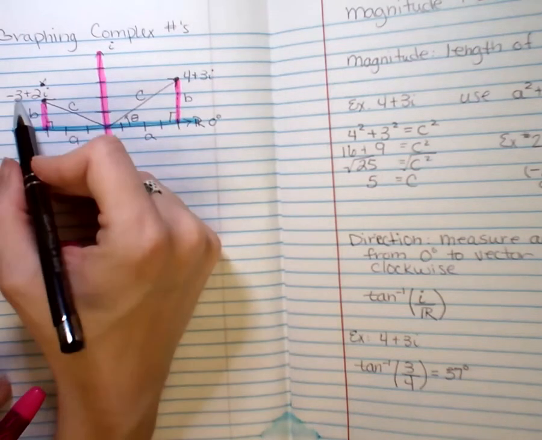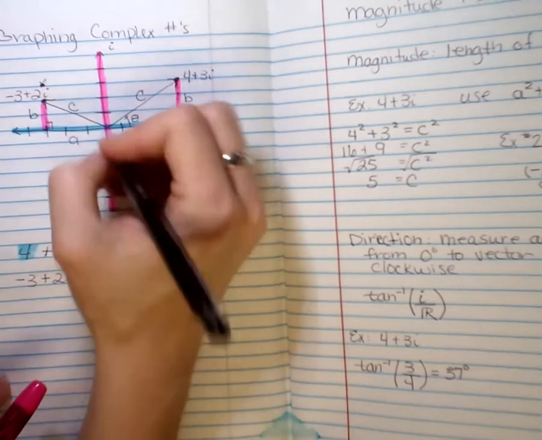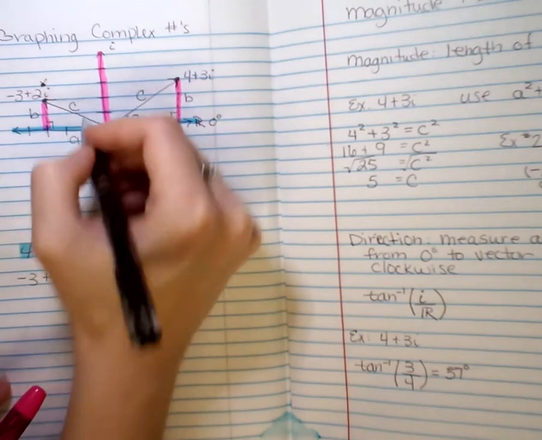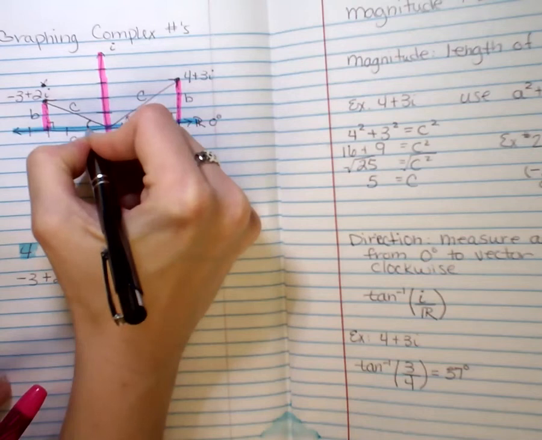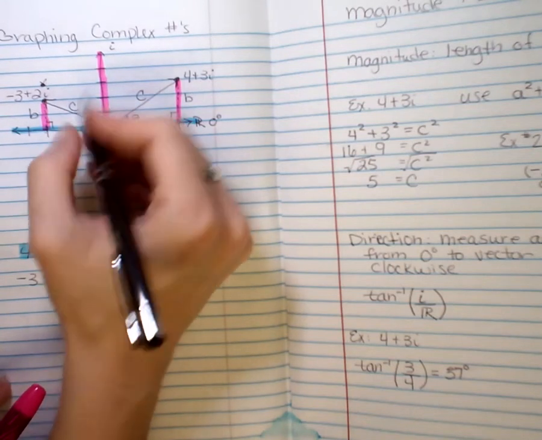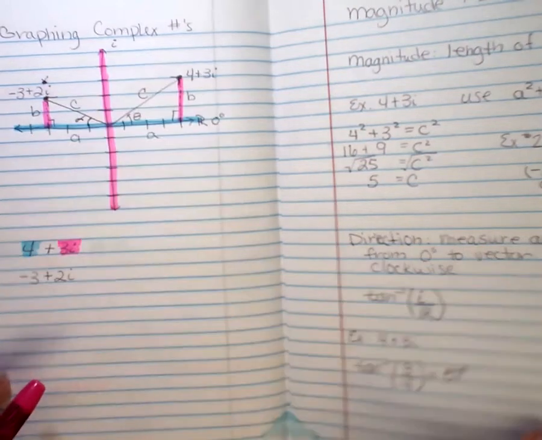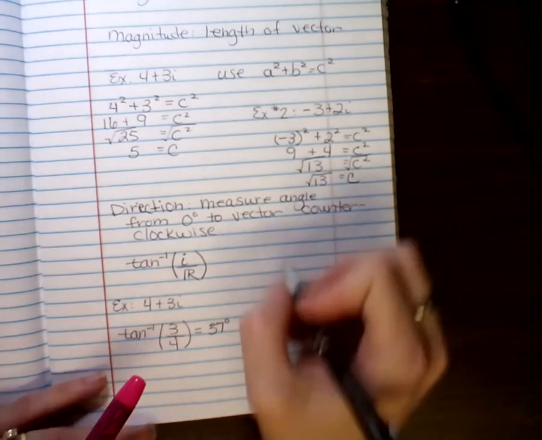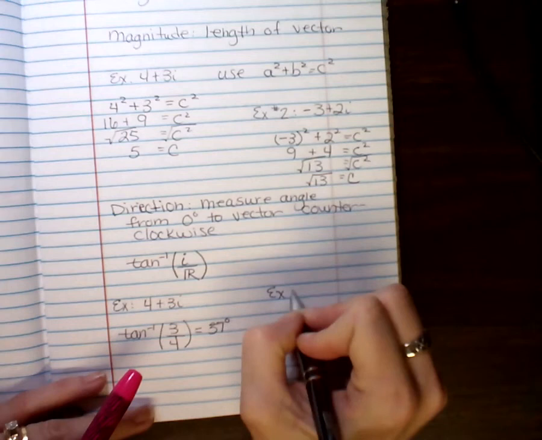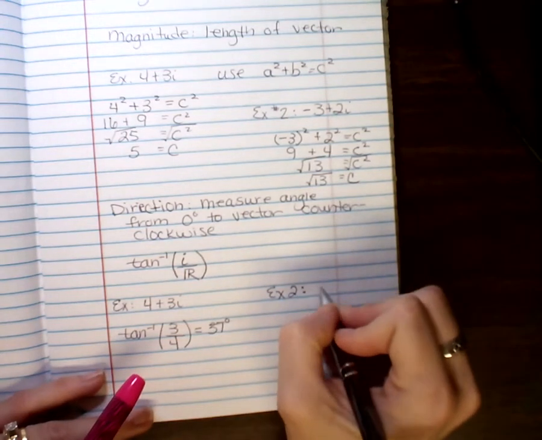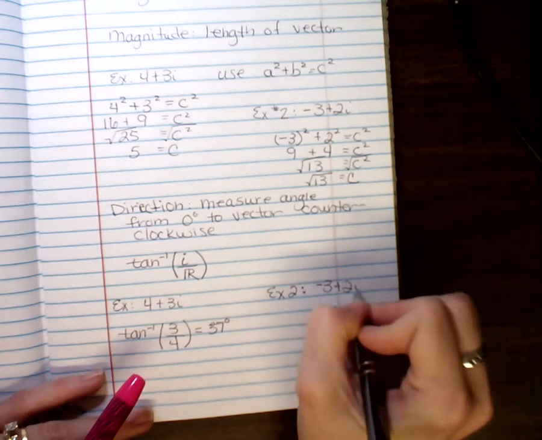But let's go to this example, negative 3 plus 2i. If we are going to measure the opposite over adjacent, we'll actually be finding this angle here. So let's call that angle alpha. And we'll do example 2. Negative 3 plus 2i.